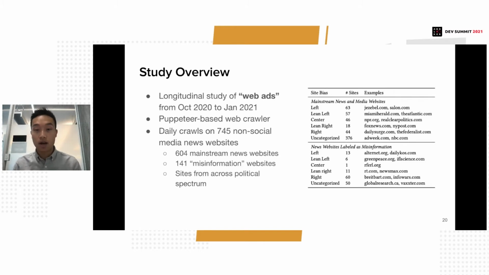We picked a combination of mainstream news sources such as CNN and local TV stations, and websites that fact checkers identified as misinformation, including fake news sites, propaganda outlets, and highly partisan news sources. And our goal was to focus on contextual ad targeting, so our crawler crawled each domain with a clean profile with no cookies or history.